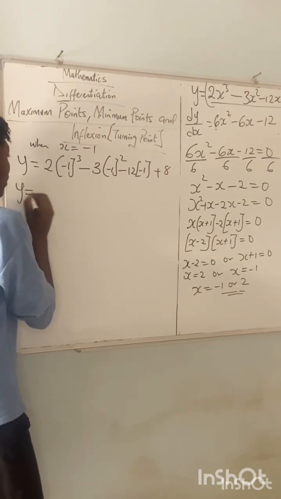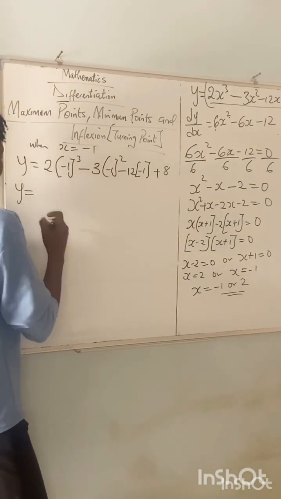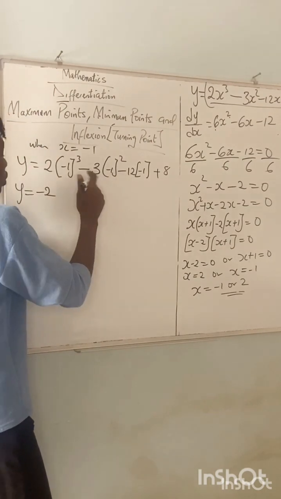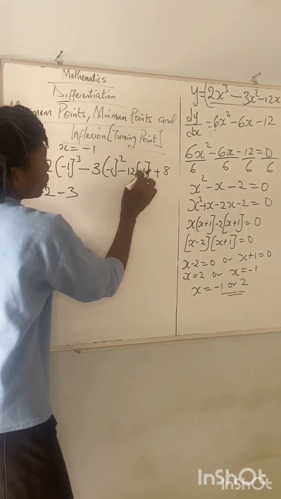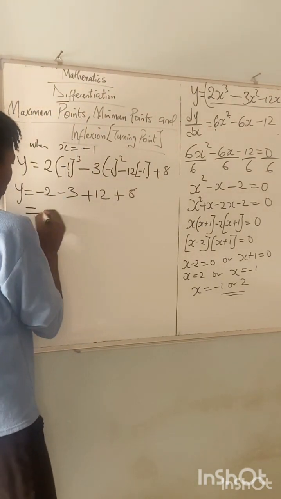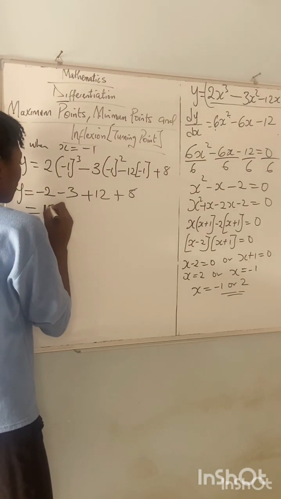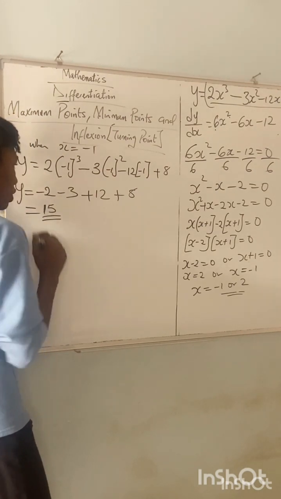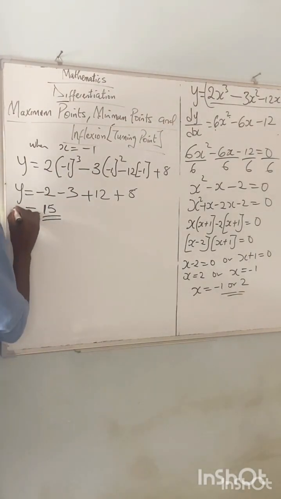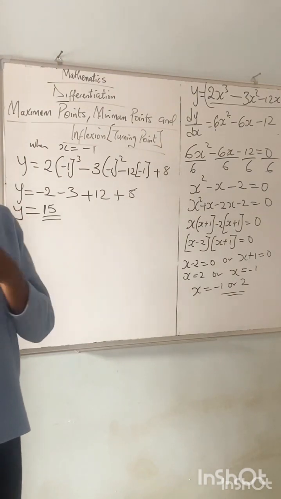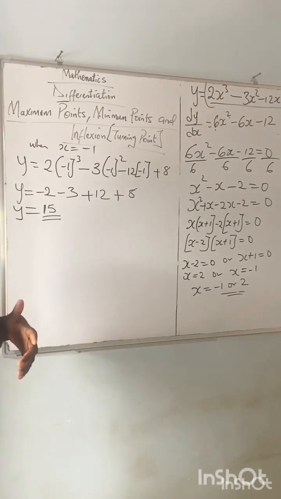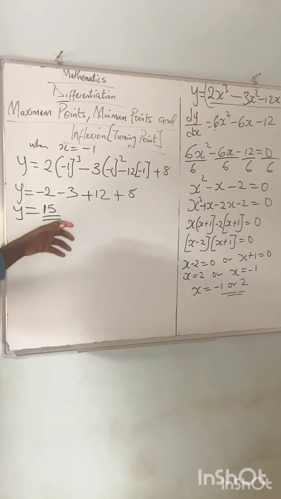So our y will be giving us: minus 1 cubed is minus 1, so we have minus 2. Minus 1 squared is 1, so we have minus 3. Minus 12 times minus 1 gives positive 12, and positive 8. So we are going to be having 15 as a value. Our y is equal to 15 when our x is minus 1. We have gotten our 15, and like we said, this was our maximum value.